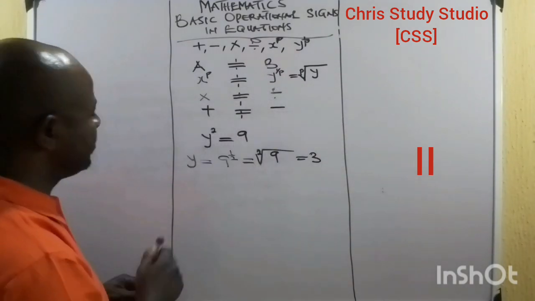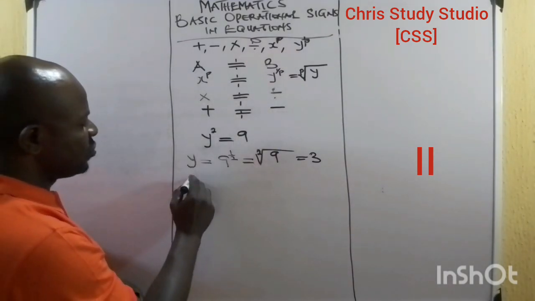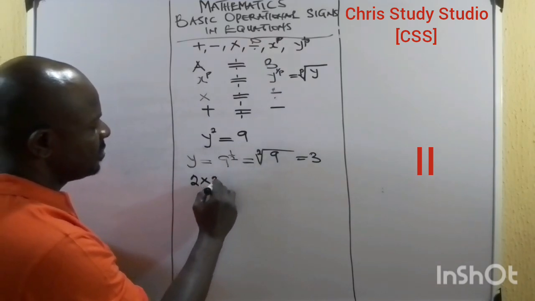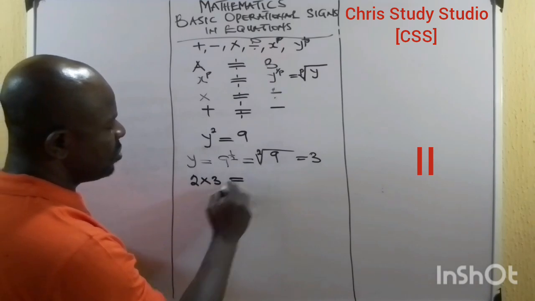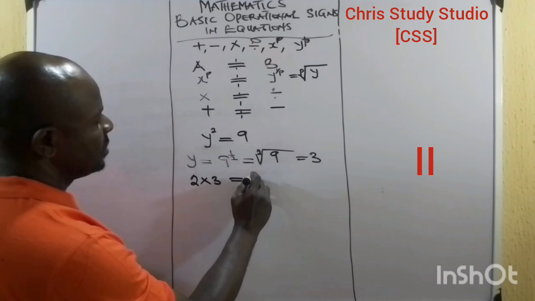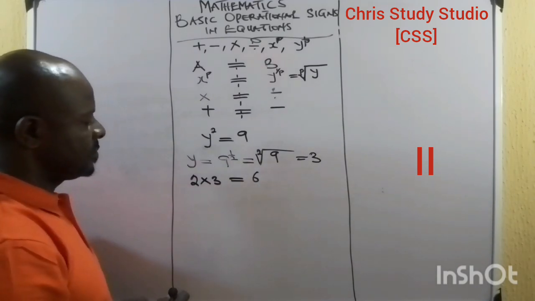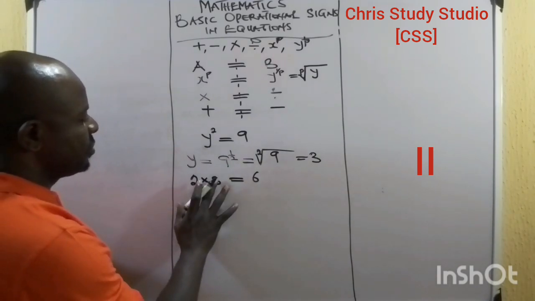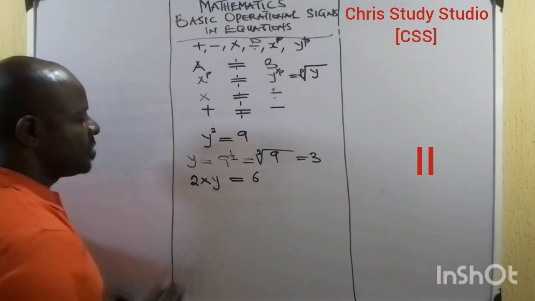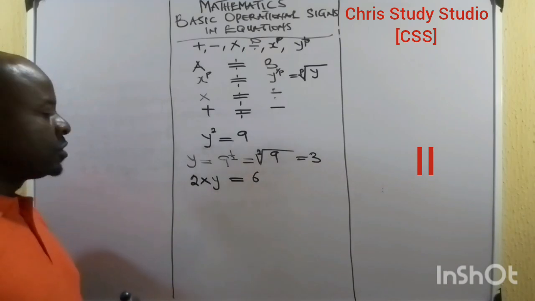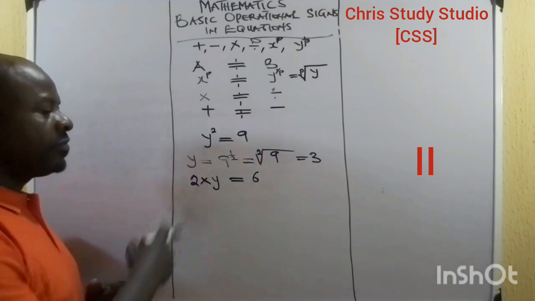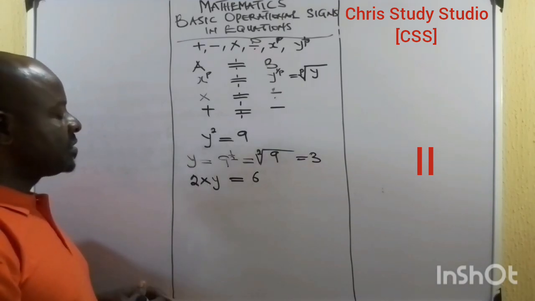Another one is where we see multiplication. Let's assume we have 2 times 3 equals, we know it is 6. So let's take, for example, this is taken as y. So if we say we want to solve for y, how do we do that?